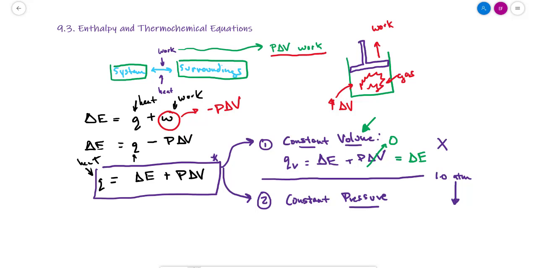So in that case, we could rewrite this equation as Q sub P for a constant pressure system, that's equal to delta E plus P delta V, where this term is constant. And this is the type of expression that is most operative in the natural chemical systems that we'll be discussing and thinking about. And this is the one that we're going to think about in this class.